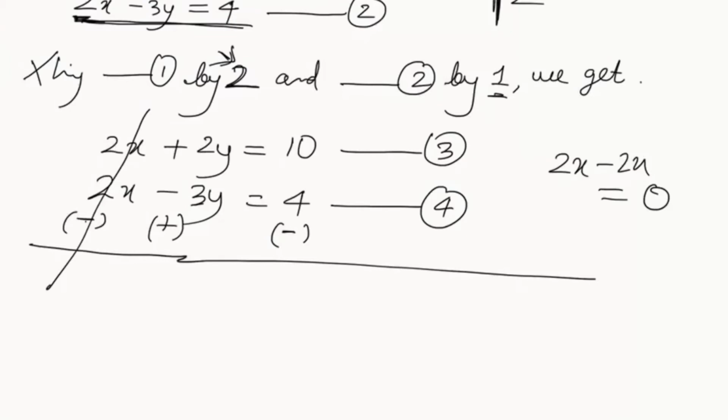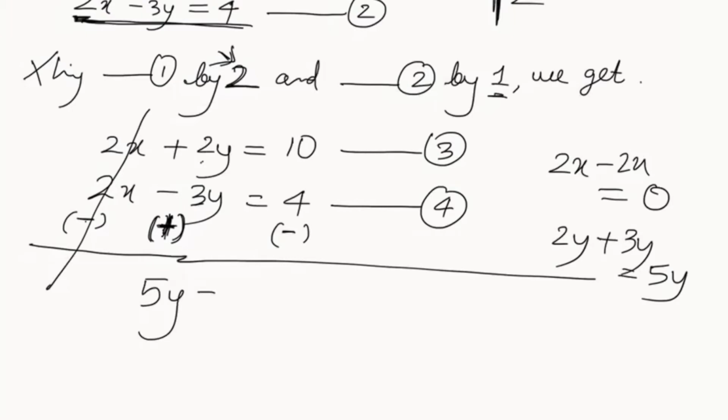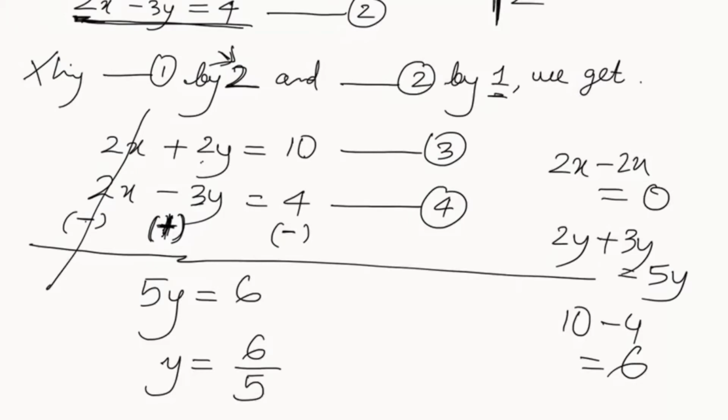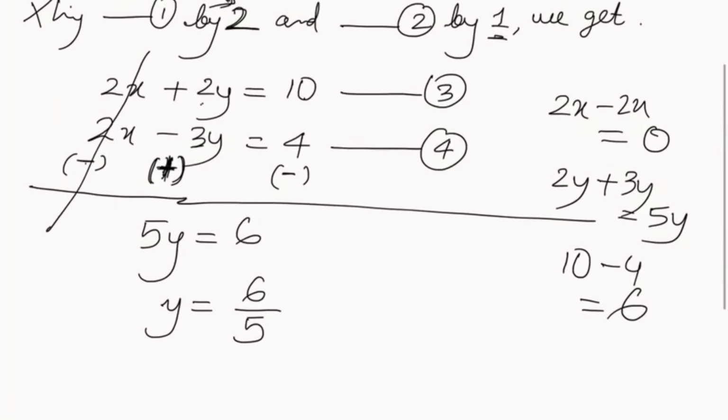Alright, now next one: 2y. We'll ignore the sign here, but we'll use only the sign that is provided here. So plus 2y plus 3y gives us 5y. So 5y equals 10 minus 4, that gives us 6. So y equals 6 divided by 5. Now we have already arrived at the solution for y.